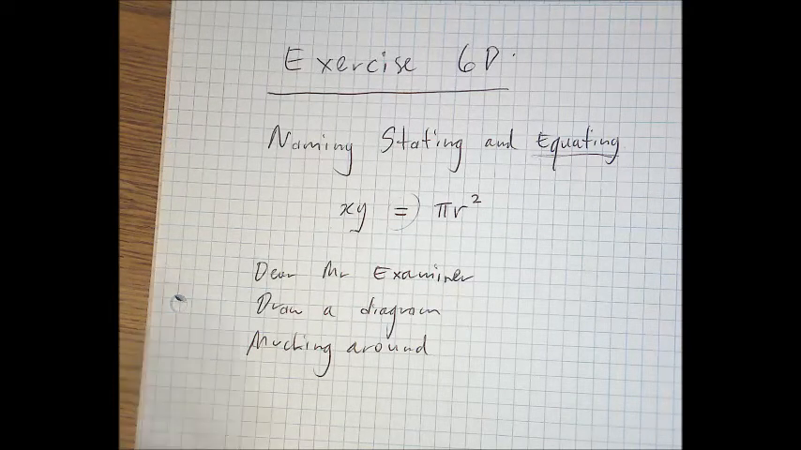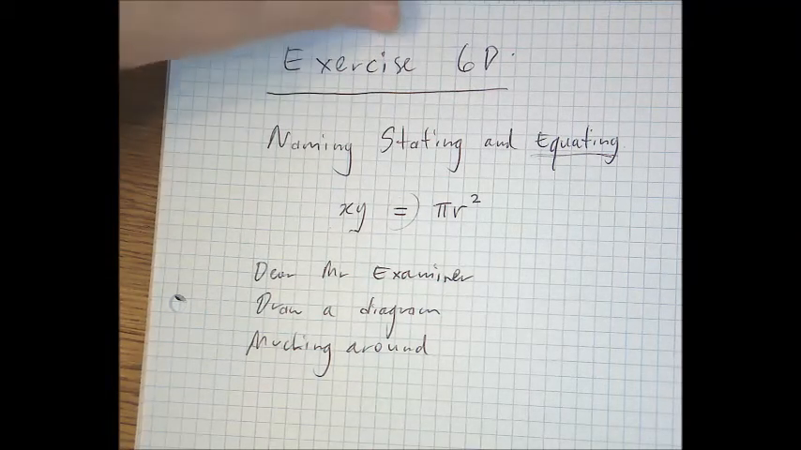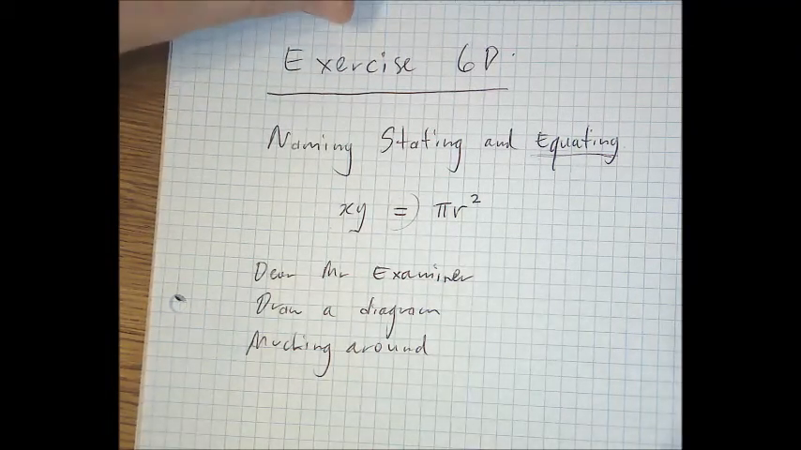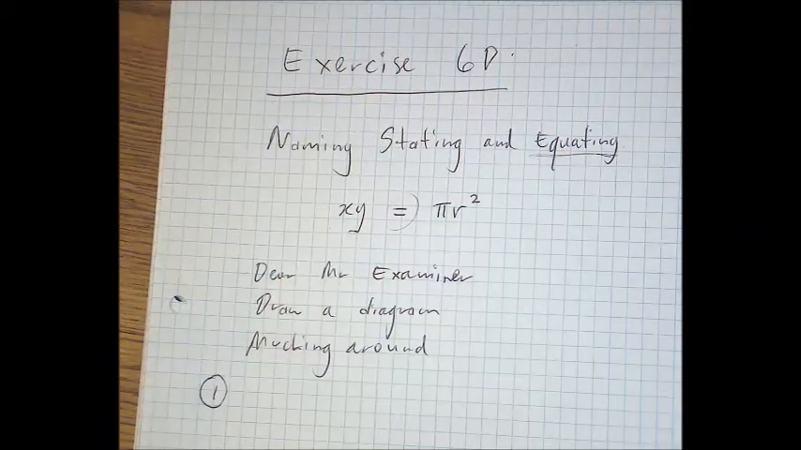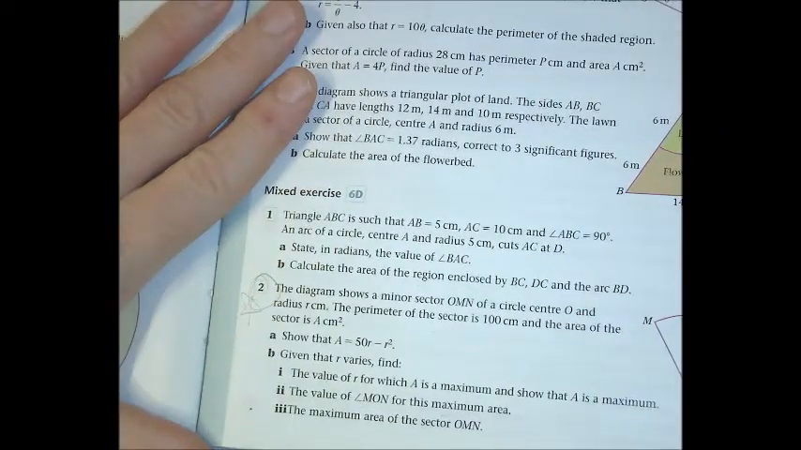Now, this will be a long sequence of videos because I'm going to try and do all 14 questions from mixed exercise 6D, starting with question 1. Okay, so triangle ABC is such that AB equals 5 centimeters.